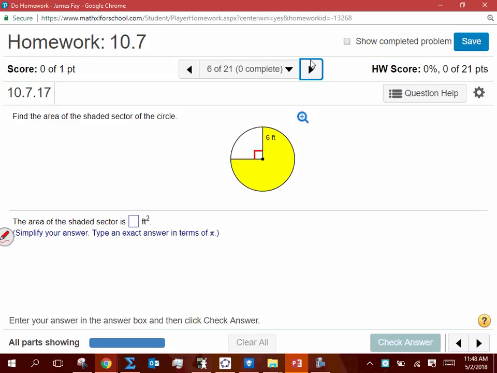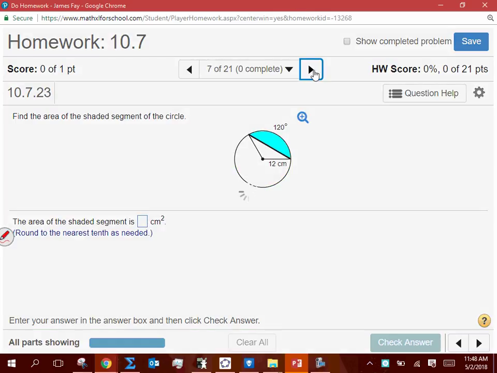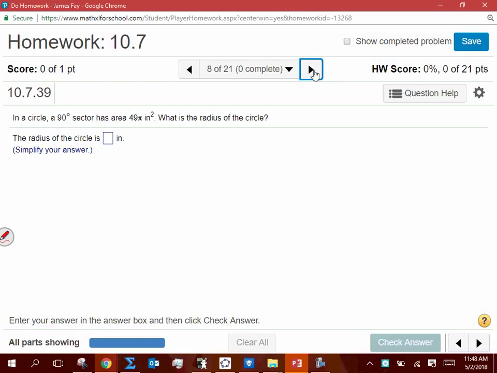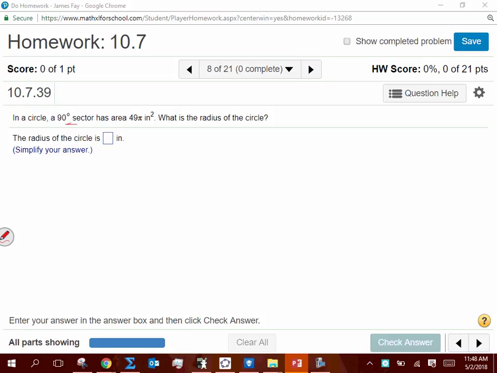I got that one wrong. Do you know which one it was or where it was at? That one. In a circle, a 90-degree sector has an area of 49 pi. Okay? So when they say sector, you know what that means. X degrees over 360 times pi r squared, right? That's the area of a sector. You know that the x right now is 90 degrees, don't you?